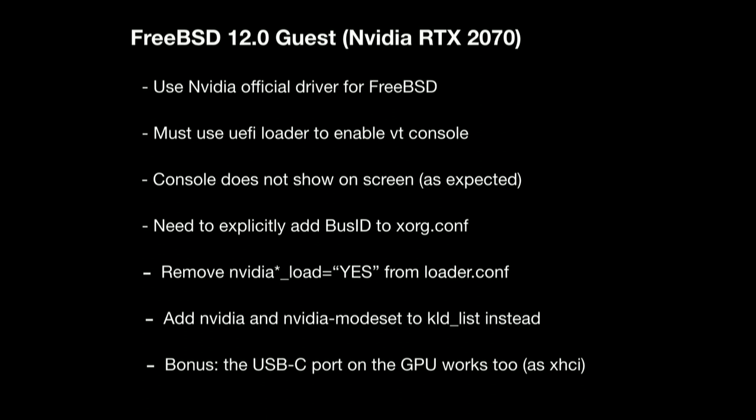But there's a bonus for the Nvidia graphics card, which is that the USB-C port on the graphics card actually works as a USB-C port. Why is it a bonus? It's because I tried to pass through two different USB controllers to my bhyve guest, and it does not work. For example, when I plug a USB thumb drive into the USB controller, somehow the FreeBSD guest keeps saying USB detach and attach, detach and attach, which I'm not entirely sure is a bhyve problem or a FreeBSD driver problem.